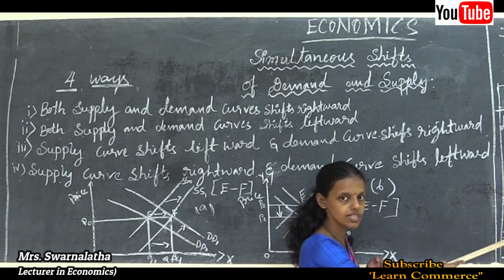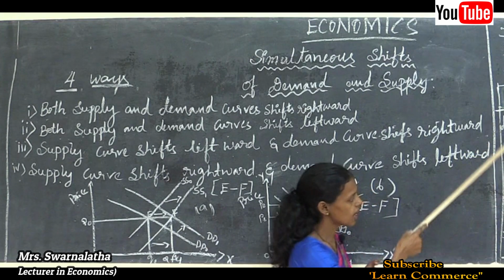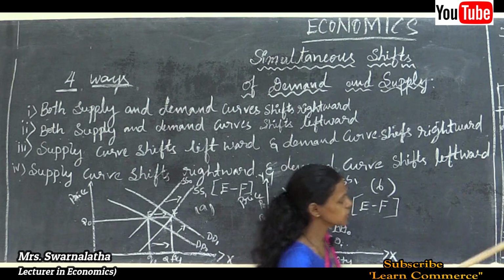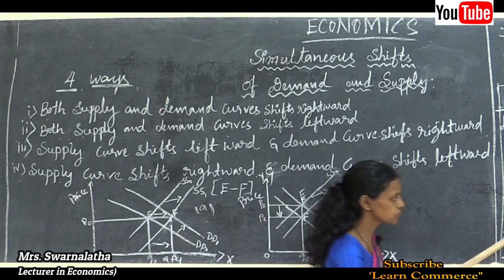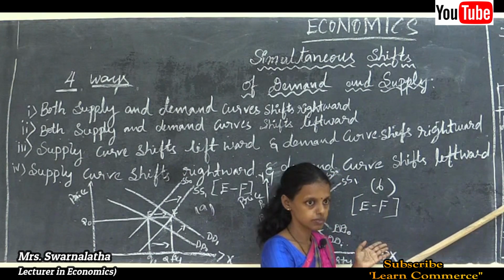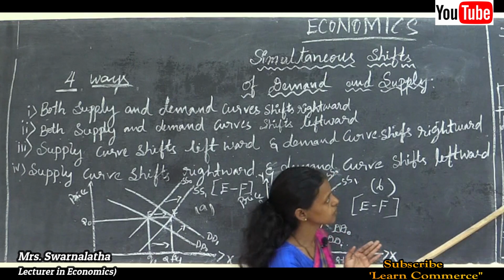It depends on the firm's behavior, but here supply increases and demand decreases. Due to that, the supply curve shifts to the rightward and the demand curve shifts to the leftward. This is because of the simultaneous shift in the equilibrium.